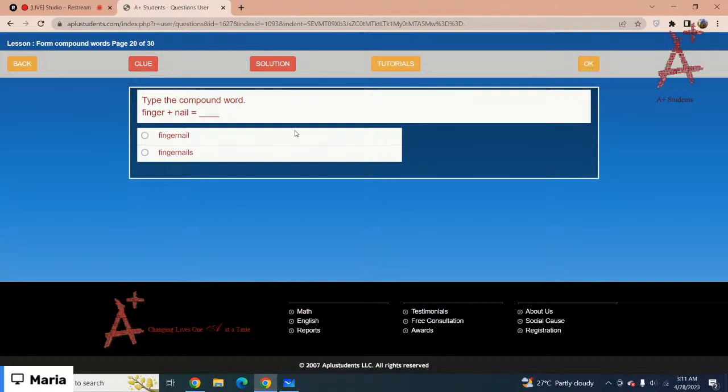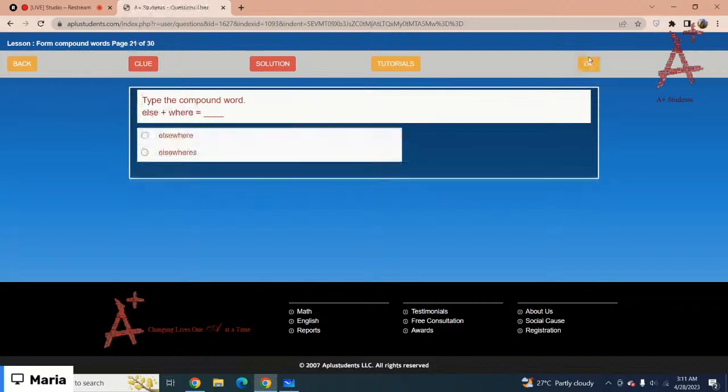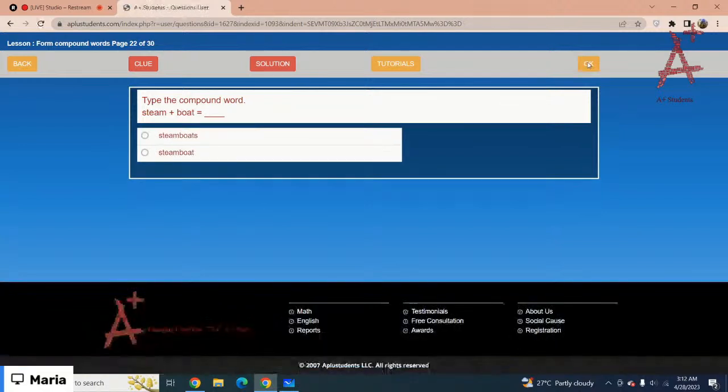Yes, together they make fingernail. Option number one is the correct option. Okay. Else plus wear. Yes, together they make elsewhere. Okay, steam plus boat. So together they make steamboat. Option number two is the correct option.